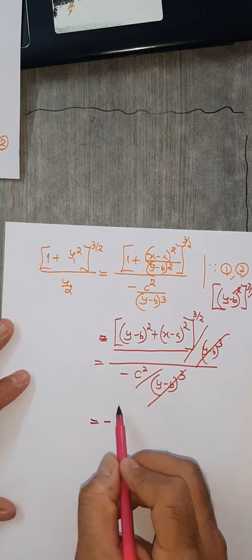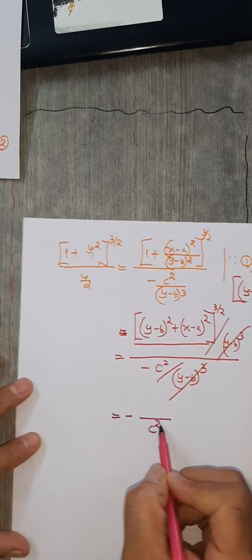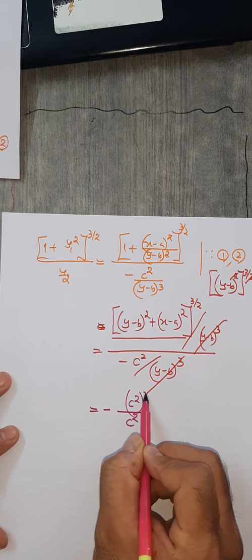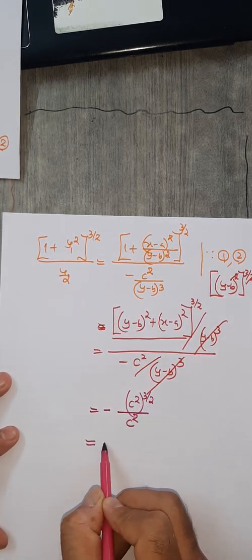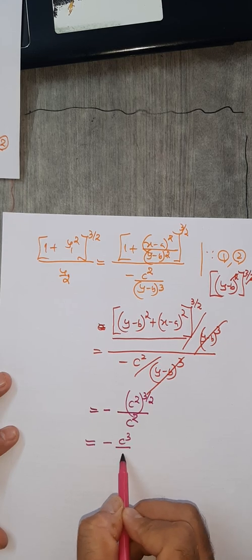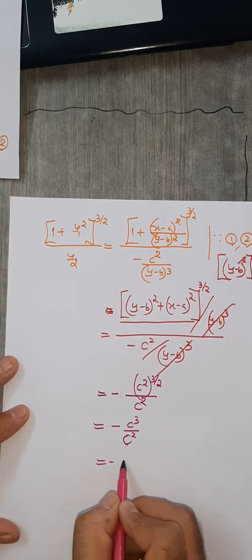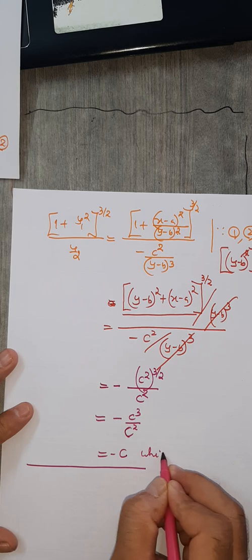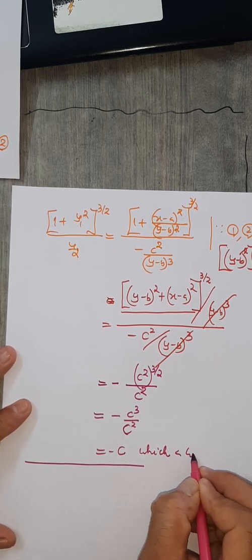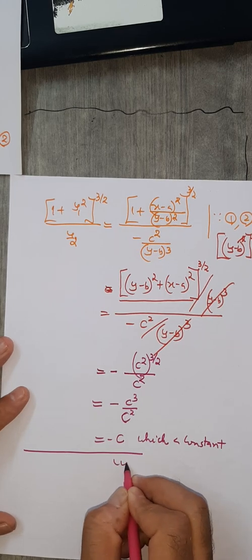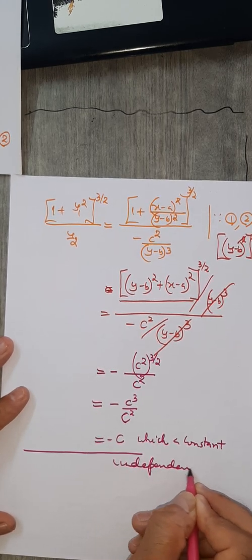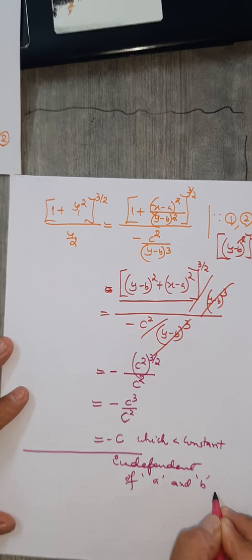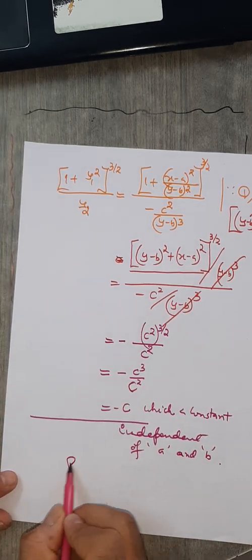You are left with therefore minus upon c square. And what is this? This is again c squared, raised to 3 by 2. So again this will get cancelled. So you are just left with c cube upon c square. So this is just minus c. This is a constant independent of a and b, hence proved, right? So that's what you were asked to prove.